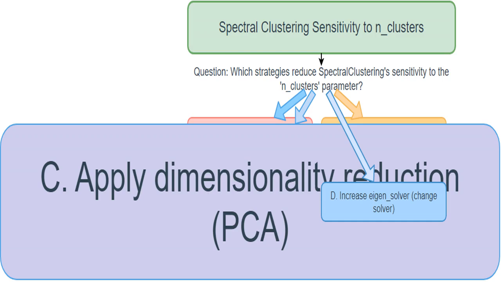Dimensionality reduction using PCA, Principal Component Analysis, simplifies your data by removing less important information, noise and irrelevant features. It's like cleaning up a messy room before organizing it. You're left with only the essential stuff, making clustering more efficient and less sensitive to the number of groups. Removing noise means that tiny variations in the data won't so strongly affect our clustering results.